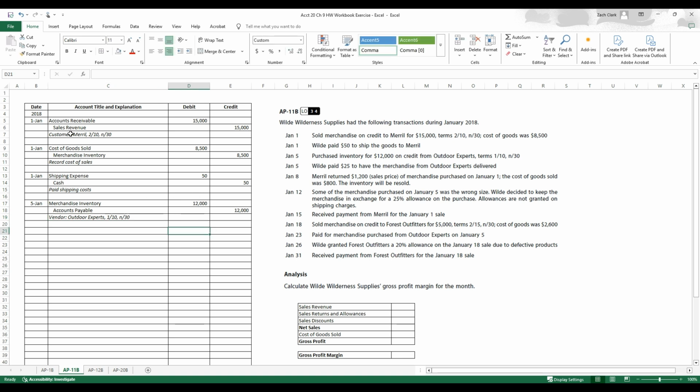So we offer a discount here, and now we have a discount that we can take if we pay within 10 days. So it goes both ways for purchasing and selling. Okay. And then we are Wild Wilderness Supplies. For January 5th, we paid the $25 to get the inventory to us. We're paying that just in cash.